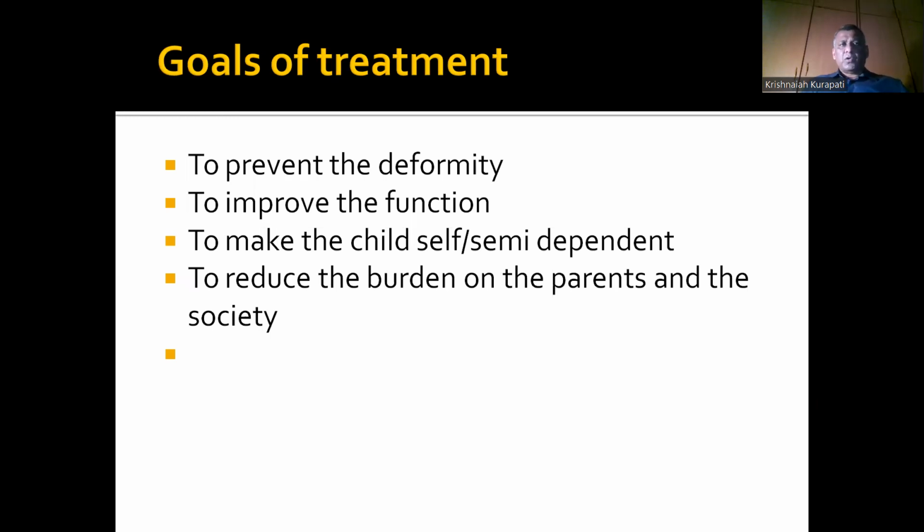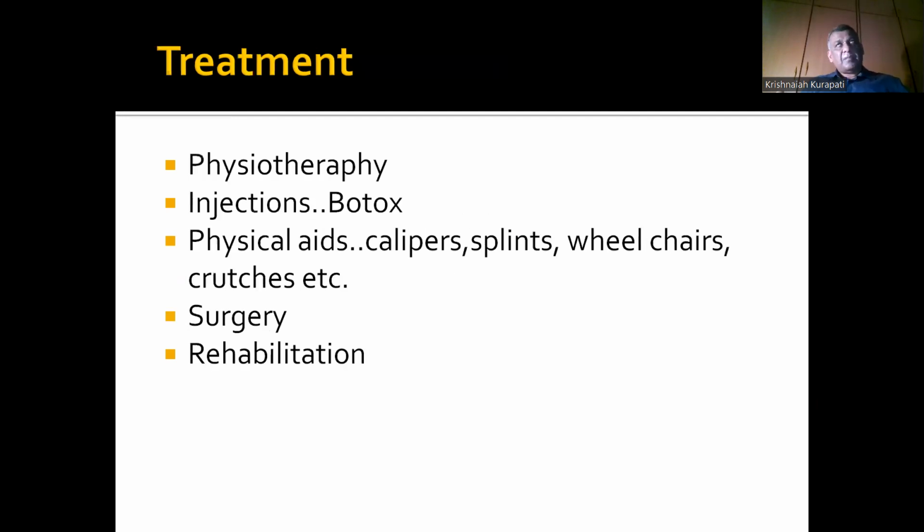There are treatment goals for these children. The primary aim is to prevent the deformities and to improve the function so that the child becomes preferably self-dependent or at least semi-independent. That's reducing the burden on the parents and the society. Once the child is treated and put to useful function, and the child can take care of himself or herself for the rest of the life, thus relieving the burden on the family, which most of the times are poor.